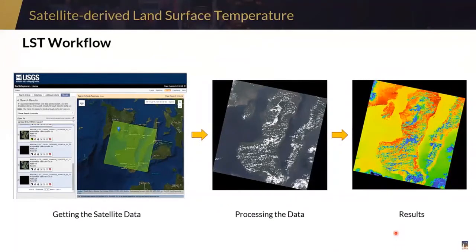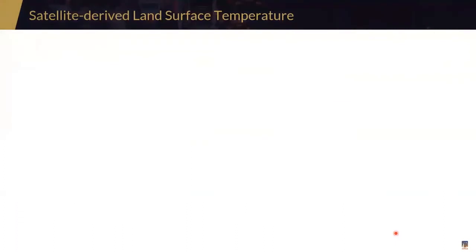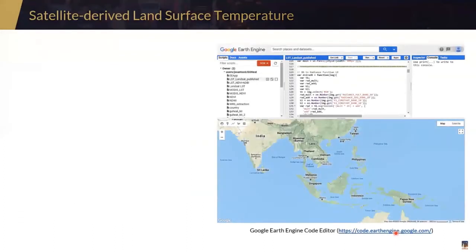For the project, we have two ways on how we generated our LST products. First is through Google Earth Engine, or GE. On the right, you can see the code editor of GE that you can access through this link. All you need here is a Google account.